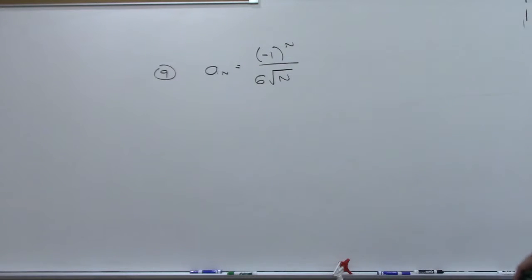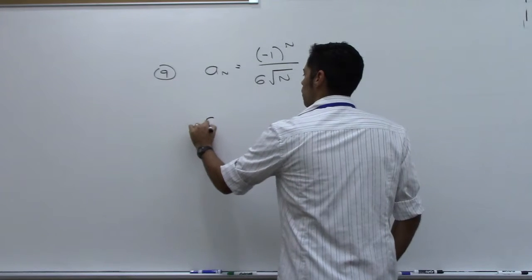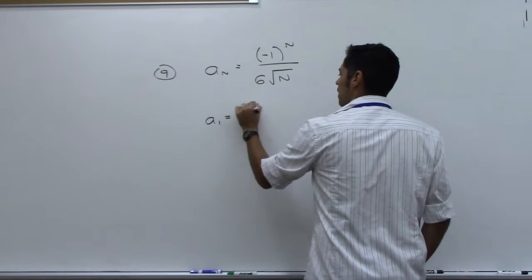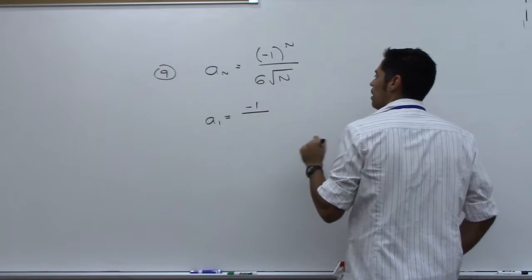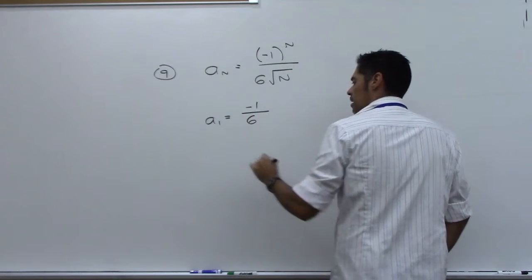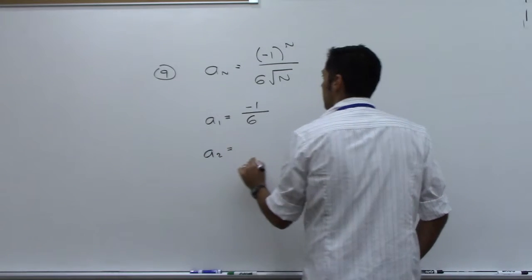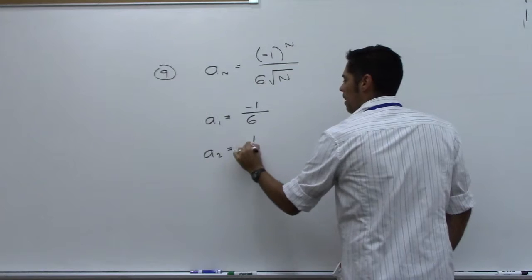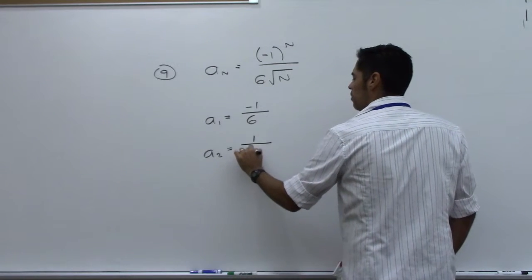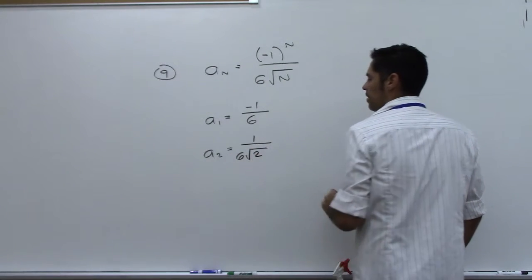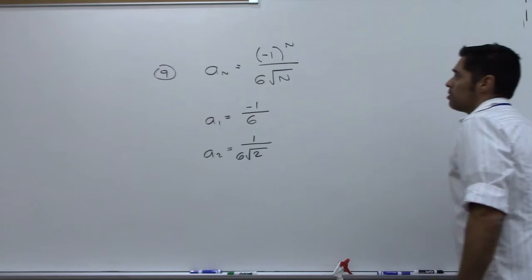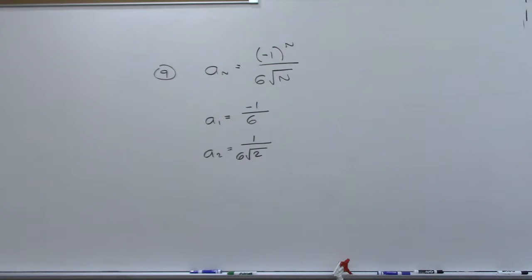And this one is an alternating sequence because of the negative 1 to the n. So a sub 1 would be equal to negative 1 to the 1, which is negative 1, over the square root of 1, which is 1, so you get negative 1/6. But a sub 2 would be, let's see, positive, right? Negative 1 squared is positive 1 over 6 root 2, whatever that is. Then your next one would be negative, and the next one would be positive, and so on and so forth. So we're trying to figure out if this converges to something.